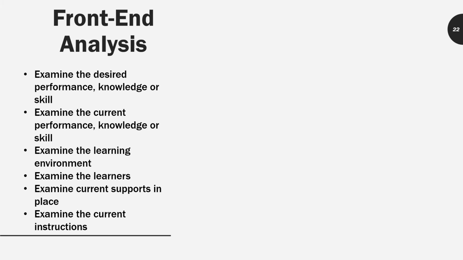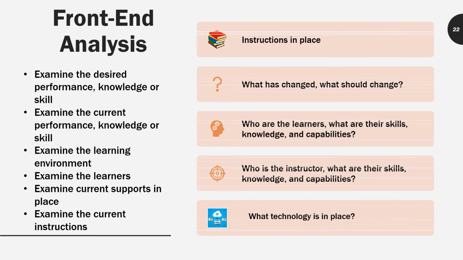Well, in order to create effective instruction, designers must be aware of the learning landscape. For example, what instruction is currently in place? Has something changed or updated? Does the instruction need replaced or just altered? Is the current instruction unclear? What has changed? Is there newer information, an updated process, technological advances?